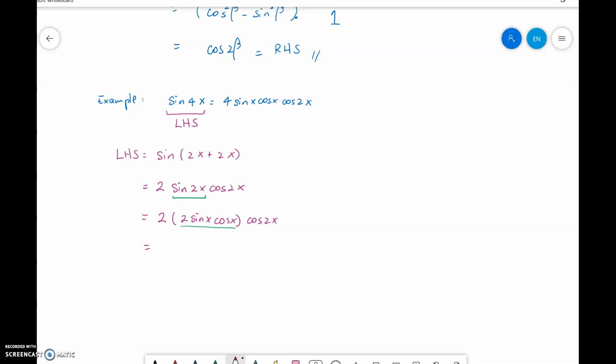So combining together, I end up with 4 times sine x, cosine of x, times cosine of 2x, which is equal to the right hand side, and I finish the problem.